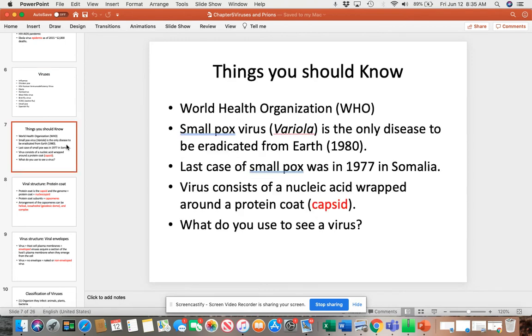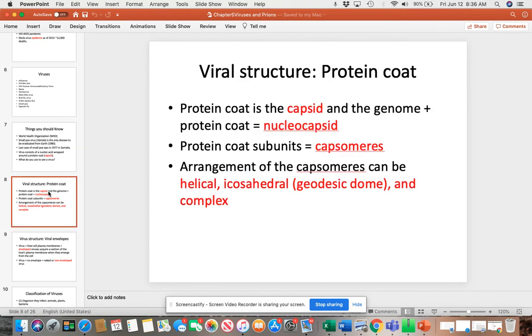All right, so what about viruses? What about their anatomical features? So, viruses have a nucleic acid, so remember only DNA or only RNA, and they have a protein coat around it. This protein coat is called a capsid. Now, if you want to combine the nucleic acid and the protein coat, that is called a nucleocapsid.